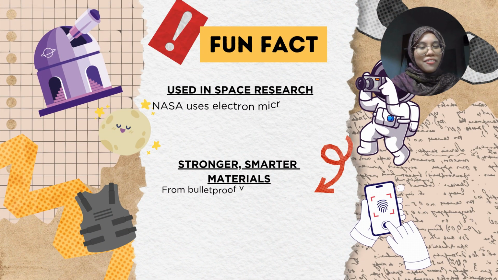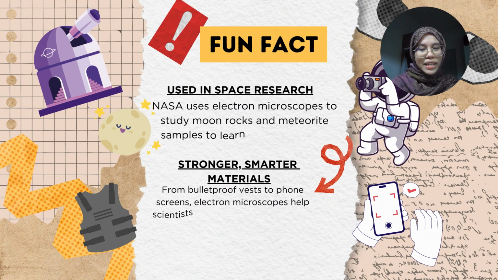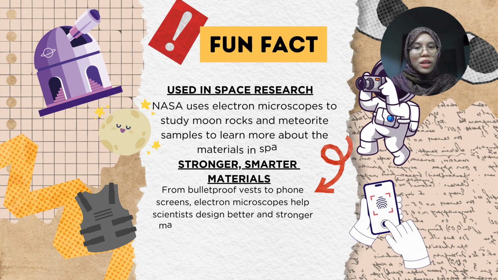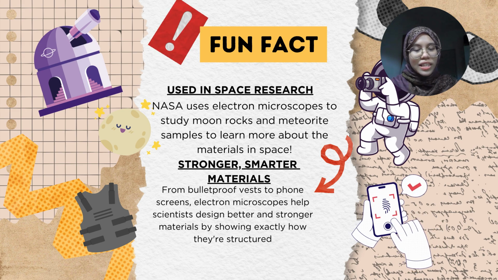Bonus! So here are the fun facts about electron microscopes. Electron microscopes are used in space research. NASA used them to study rocks and meteorite samples to learn more about the materials in space.